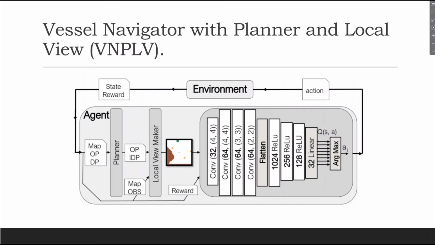The second module is our deep reinforcement learning, which is composed of a convolutional neural network that receives the local view as the input and predicts the best action for that state. This part is responsible for avoiding obstacles and moving the agent safely in the near future.